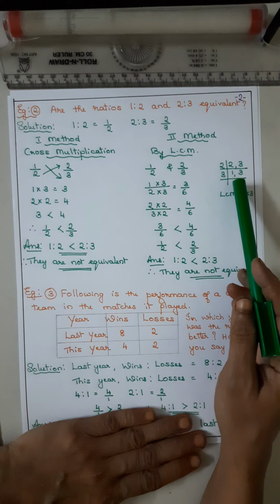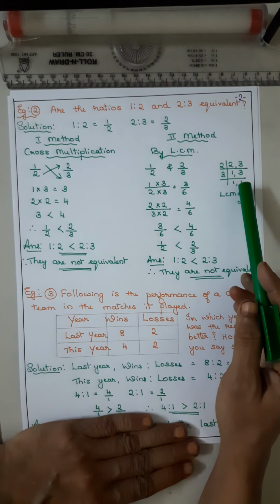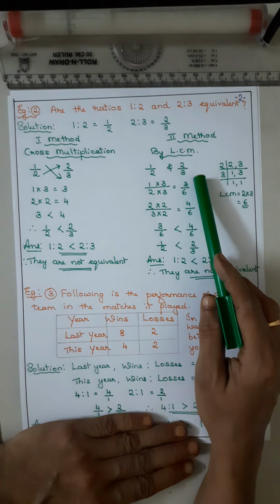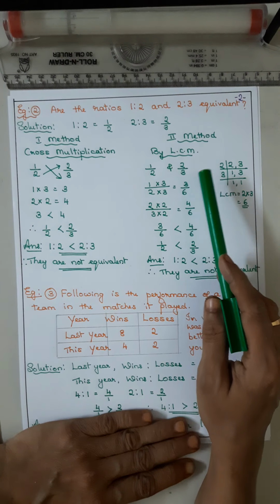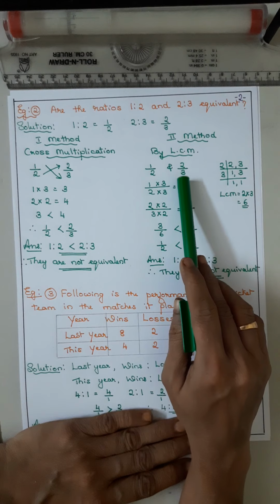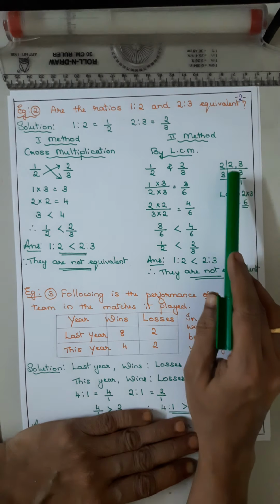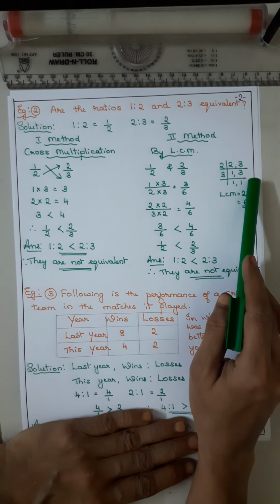Now coming to the second method, that is by LCM. So 1 by 2 and 2 by 3. Which are the denominators? 2 and 3. So take the LCM of 2 and 3. 2 ones are 2, 3 as it is, because it is not divisible by 2.